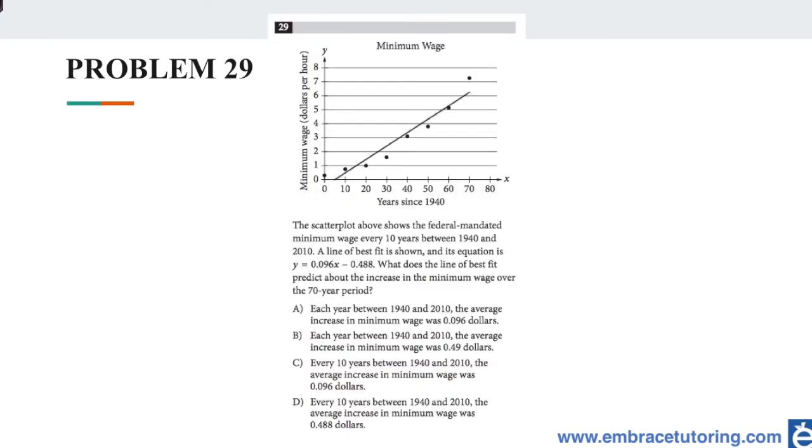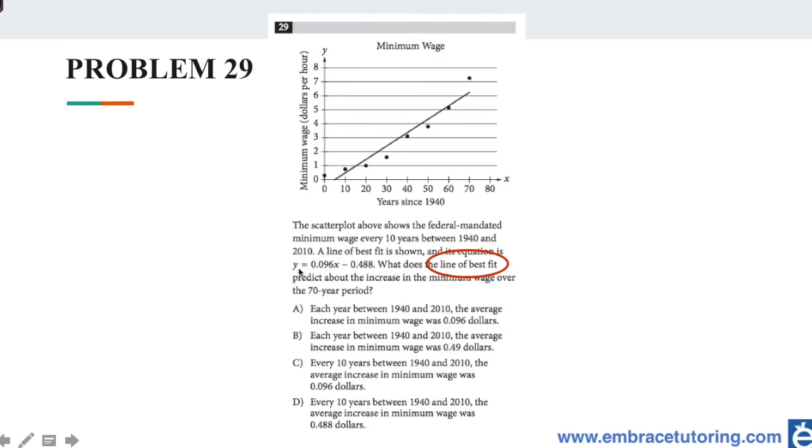For question 29, it says the scatter plot above shows the federal mandated minimum wage every 10 years between 1940 and 2010. A line of best fit is shown, and its equation is y equals 0.096x minus 0.488. What does the line of best fit predict about the increase in the minimum wage over the 70-year period? So it's really asking you, what is the line of best fit? Like, what does this represent?